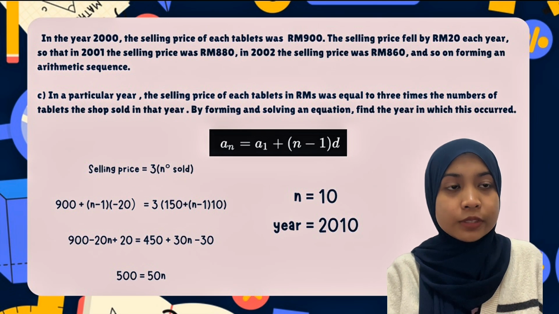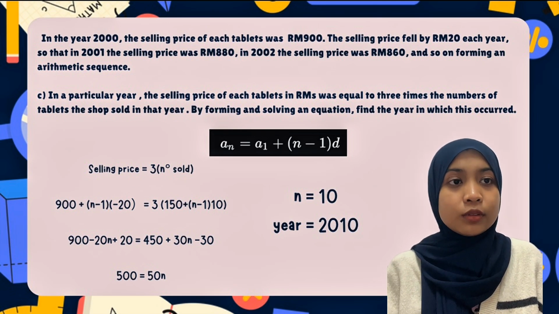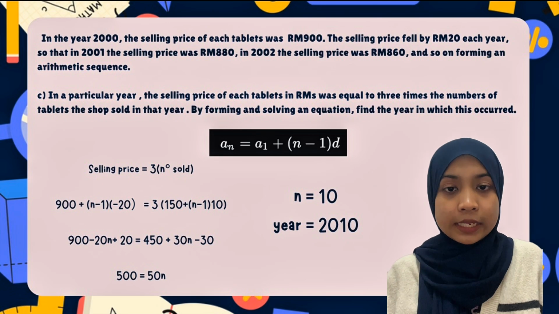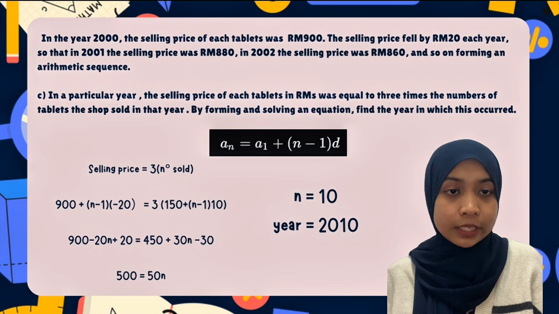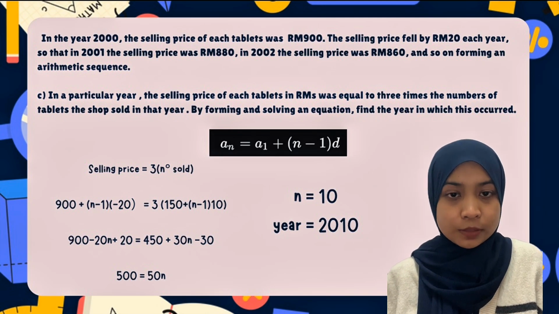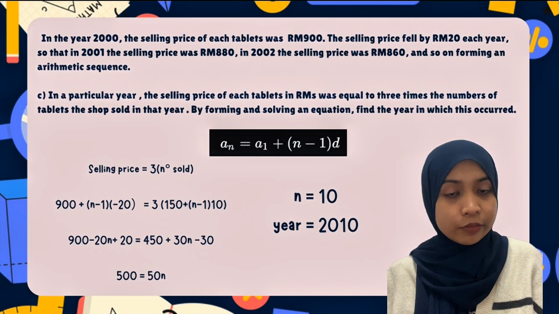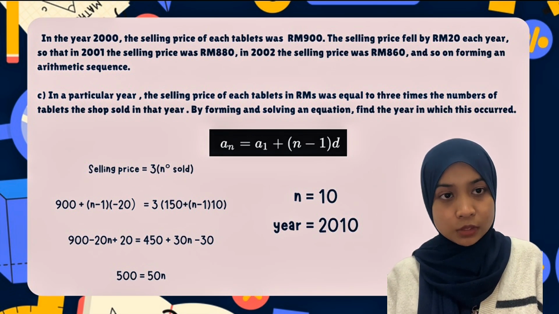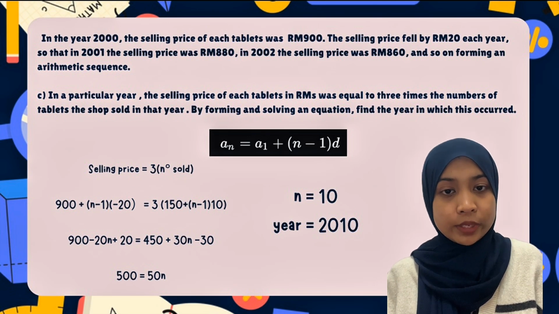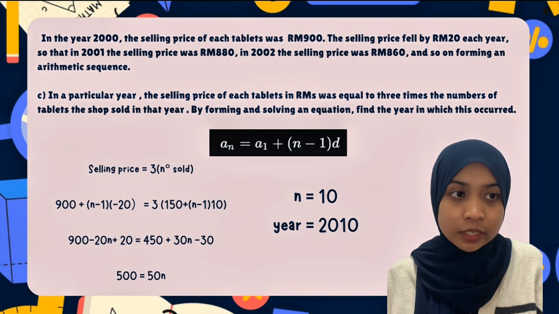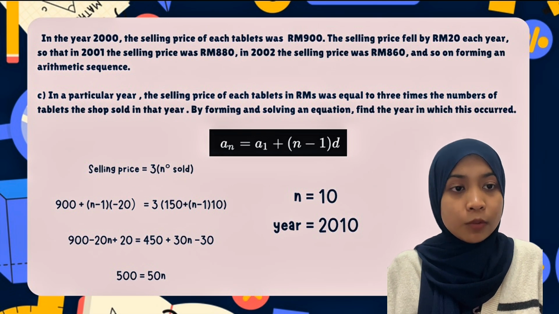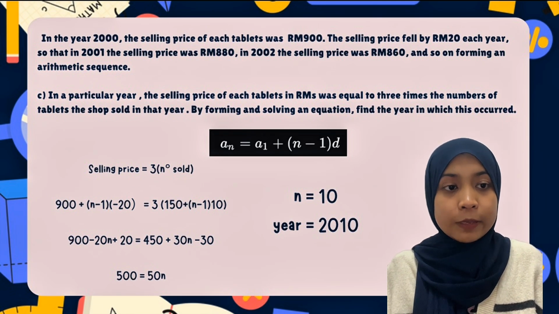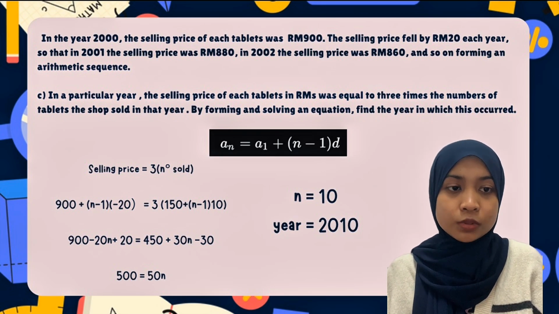And this problem introduced a new arithmetic sequence related to the selling price of each tablet. In the year 2000, the selling price was 900 ringgit, and it fell by 20 ringgit with each year. This means the first term of this price sequence is 900 ringgit, and the common difference is negative 20. We are also given information about the number of tablets sold, which we know started with 150 in 2000 and increased by 10 in each year. And the problem also states that in a particular year, the selling price of each tablet in ringgit was equal to 3 times the number of tablets the shop sold in that year.